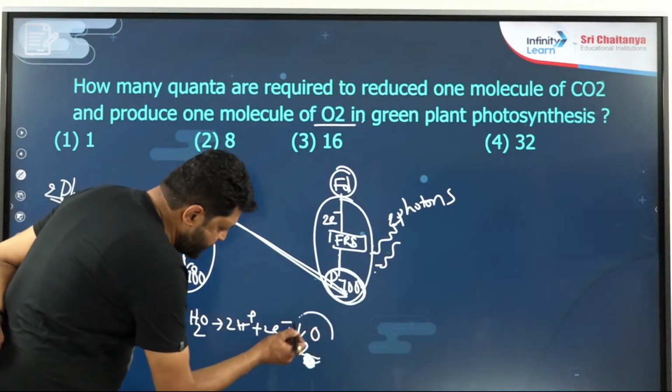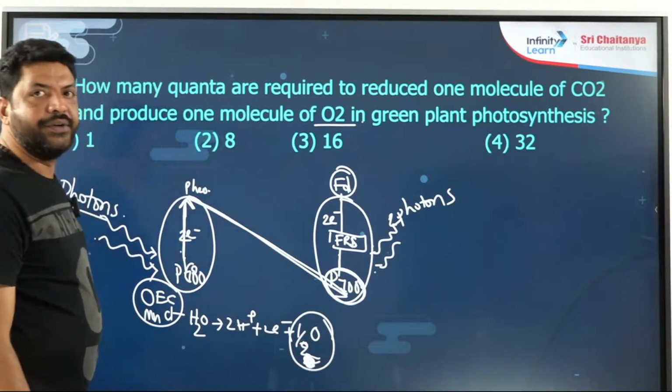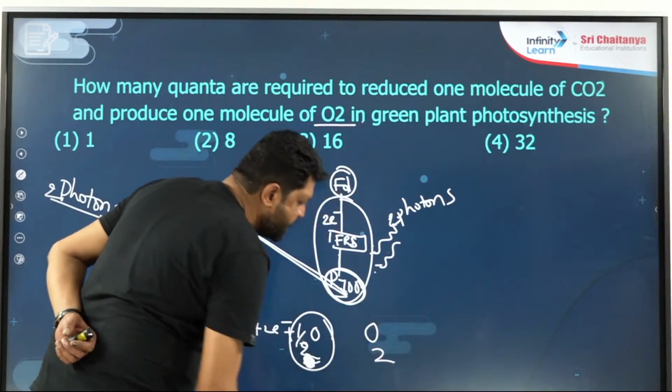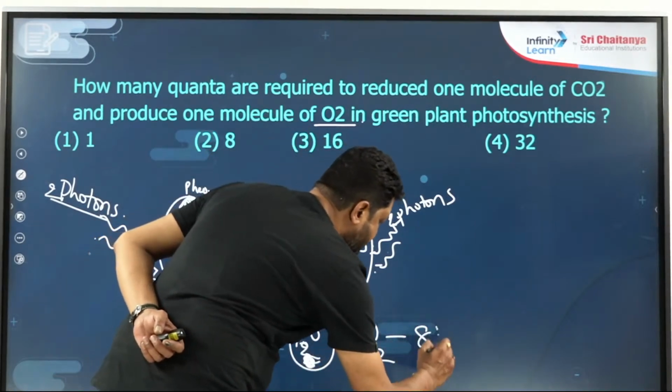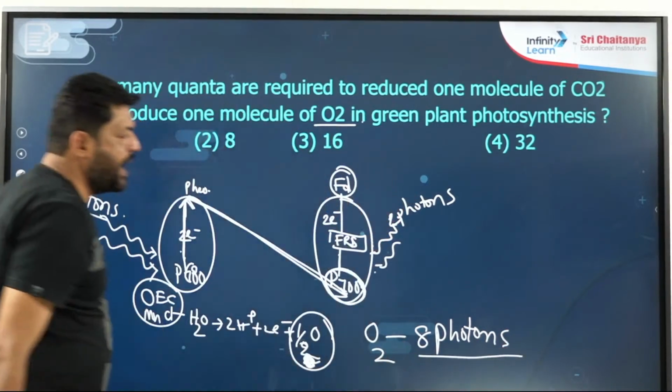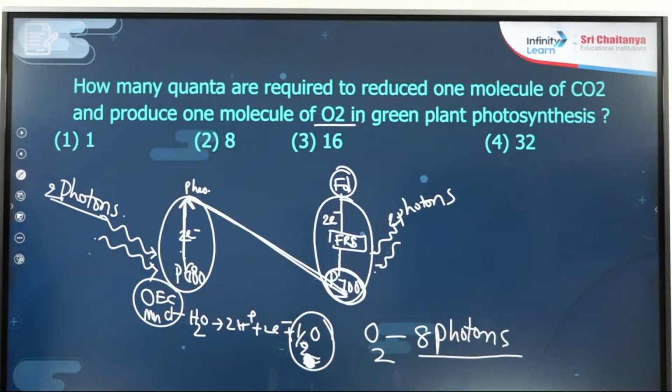How much oxygen is released? Half O2 is released. So it is very easy: for the liberation of one O2, 8 photons of light are required.